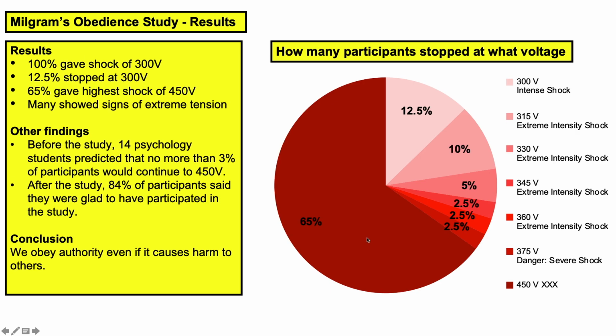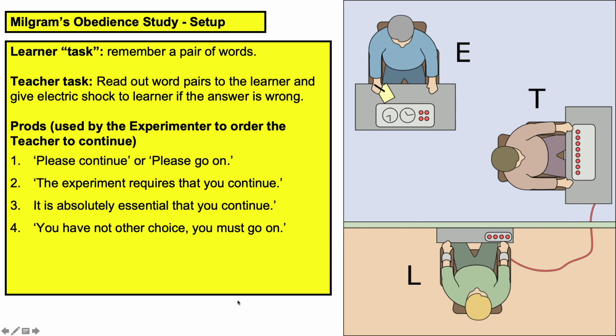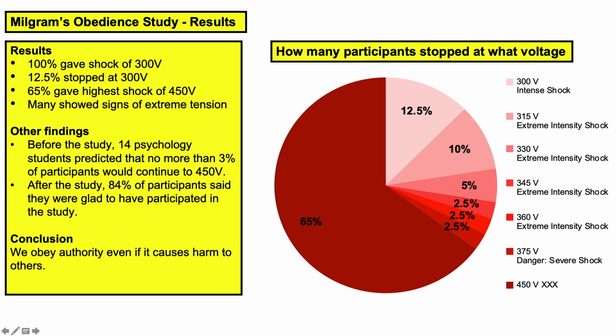Let's look at the results. Let's first look into the yellow box here. So 100% of participants gave shocks up to 300 volts. Now, if you remember, 300 volts is somewhere here. I can't read it, but it's already very strong, so it's labeled as quite high. So you can imagine already that participants must have felt quite uncomfortable giving this amount of electric shocks, but still 100% of them gave 300 volts.